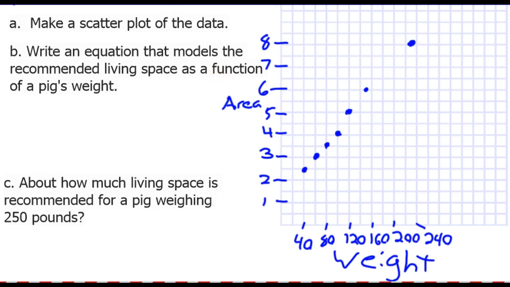So now we draw a line of fit through these points. Try to make sure it goes through as many as possible, or it doesn't go through any of them, but it stays with about the same on top as on the bottom. Now it says write an equation that models the recommended living space as a function of a pig's weight. So what we've got to do is find points where our line, just the line, goes through our intersections.